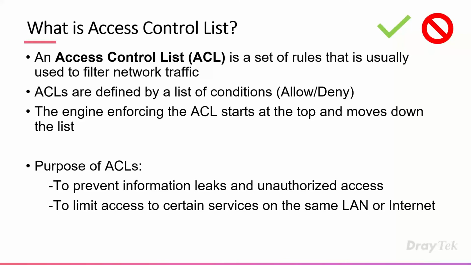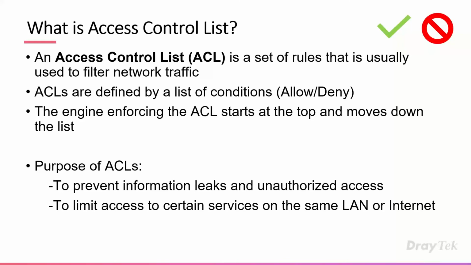ACLs usually contain a list of conditions that categorize packets and help the switch determine when to allow or deny network traffic. They are applied on the switch interfaces to packets leaving or entering the interface. Both types of ACLs are available on DrayTek switches and routers as well.